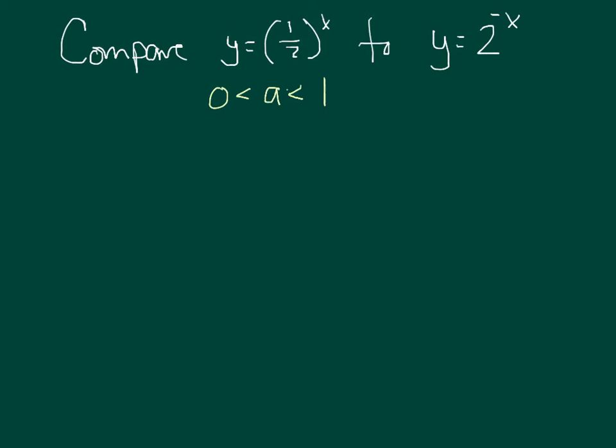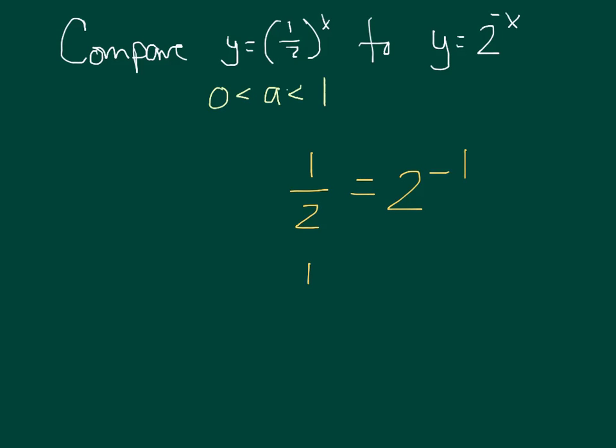Let's quickly compare the equation y equals (1/2) to the x to the equation y equals 2 to the negative x. And this is the case that, as we discussed previously, of a is greater than 0 but less than 1. Of course, 1/2 fits that criteria. Now, I want to point out that our overall goal of this is to show they're exactly the same thing. And that's because 1/2 is the same as 2 to the -1.